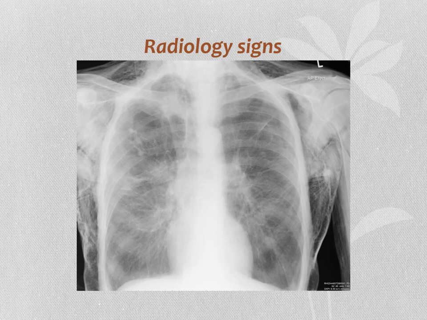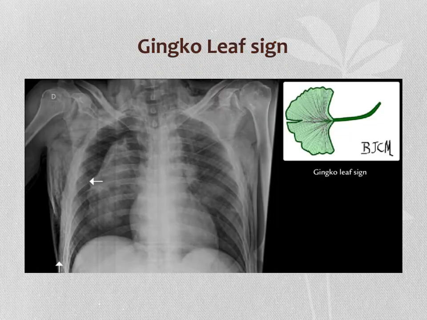Here we see a patient with extensive subcutaneous emphysema. The sign is Ginkgo leaf sign. You can see the subcutaneous emphysema, this and this, in the skin. These are fibers of pectoralis major muscle, in which in severe extensive subcutaneous emphysema the fibers will appear similar to the veins of Ginkgo leaf.